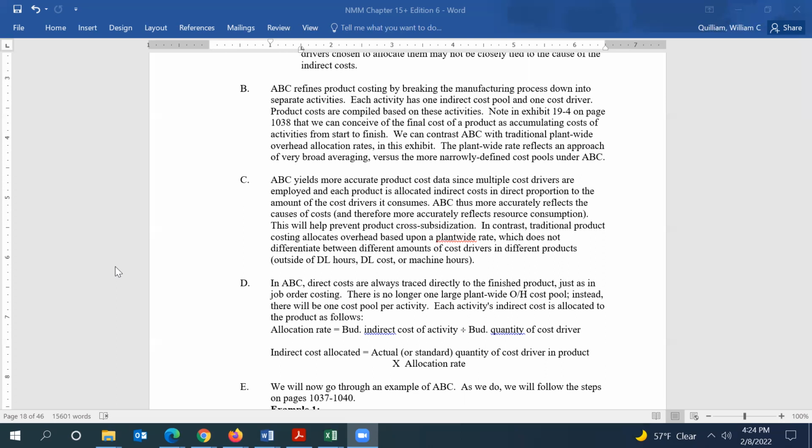And each activity's indirect cost pool is allocated to the product as follows. Again, this looks just like allocating overhead as we've done before. So the allocation rate equals the budget indirect cost of the activity, we could say overhead instead of indirect cost, divided by the budget quantity of the cost driver. And then the indirect cost allocated equals the actual, don't worry about standard, quantity of the cost driver in the product times the allocation rate. We'll be doing just that with numbers in a couple of minutes.